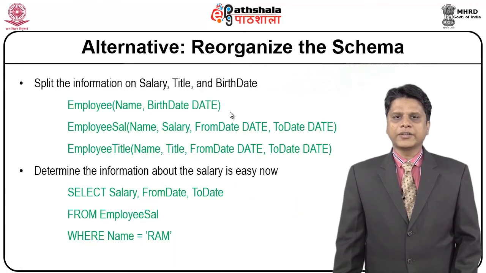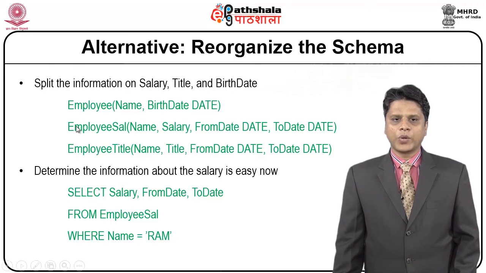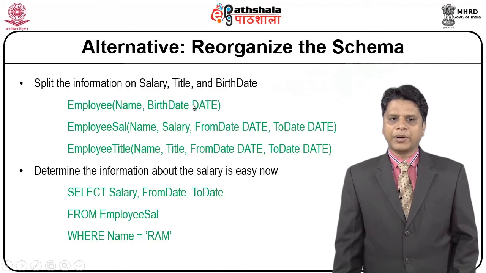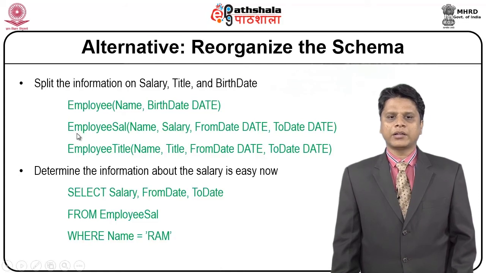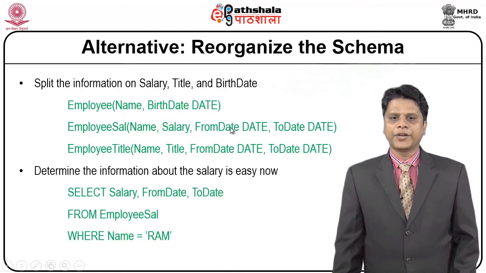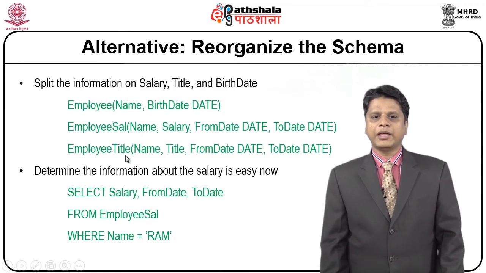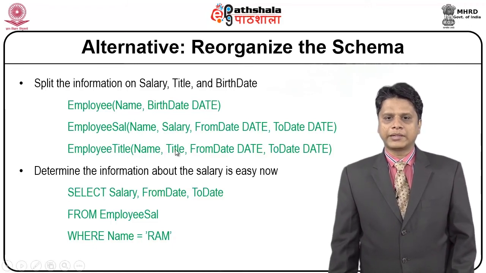There are alternatives to reorganize the schema, where we can split the information on salary, title and birth date. Say, for example, I write a relation employee with the attributes name and birth date alone. There can be another relation which can accommodate name, salary, from date and to date, so this becomes the employee salary relation, and there will be a list of attributes named name, title, from date and to date, which will be part of employee title.